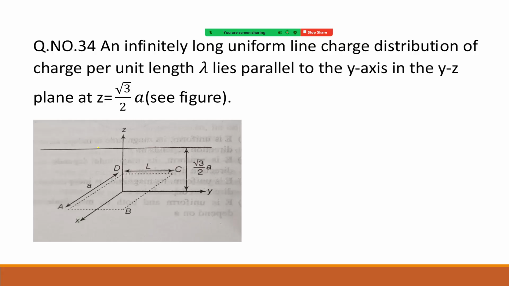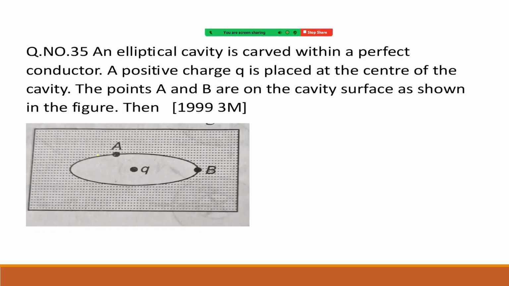See the next one. Okay. An elliptical cavity is carved within a perfect conductor. A positive charge Q is placed at the center of the cavity. The points A and B are on the cavity surface as shown. This question was given in 1999 for 3 marks.